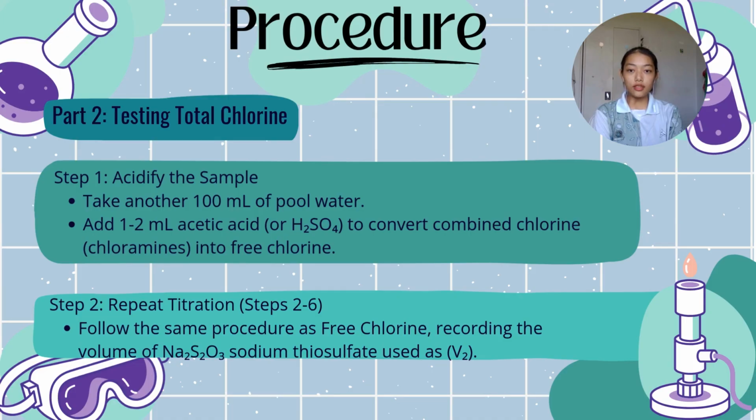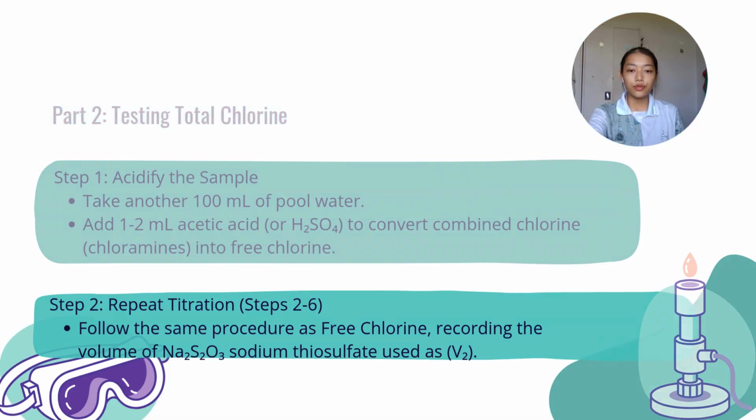Part 2 of the procedure is testing total chlorine. Step 1. Acidify the sample by taking another 100 ml of pool water and adding 1 to 2 ml of acetic acid to convert combined chlorine into free chlorine. Step 2. Repeat titration steps 2 to 6. Follow the same procedure as for the free chlorine. Record the volume of sodium thiosulfate used as volume 2.